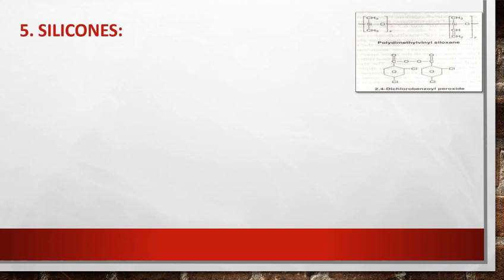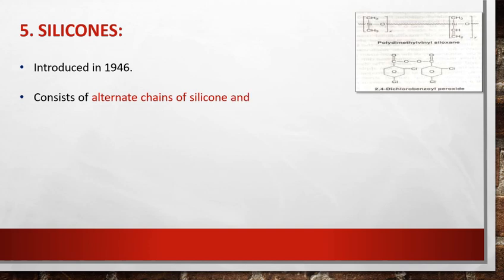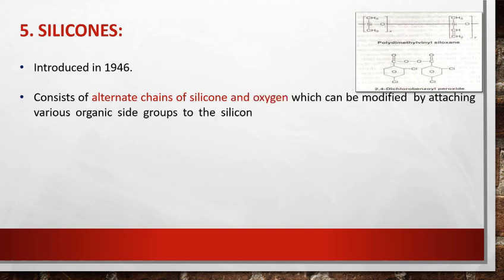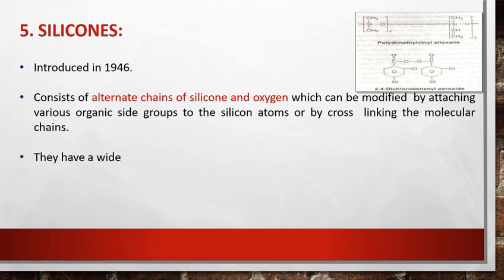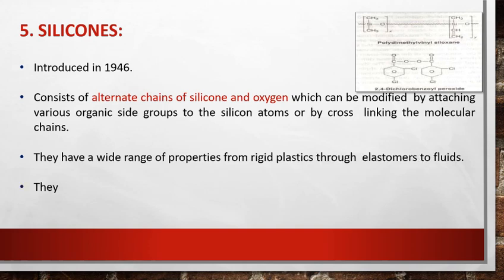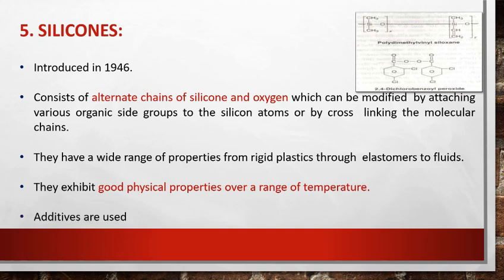5. Silicones. Introduced in 1946. It consists of alternate chains of silicon and oxygen which can be modified by attaching various organic side groups to the silicon atoms or by cross-linking the molecular chains. They have a wide range of properties from rigid plastics through elastomers to fluids. They exhibit good physical properties over a range of temperature. Additives are used to provide color.